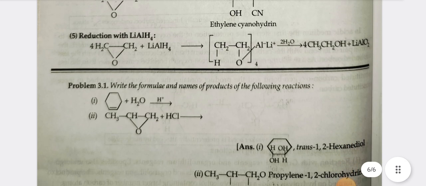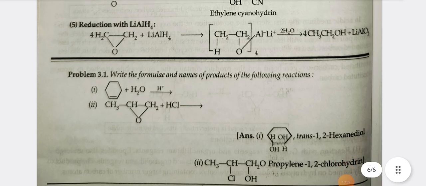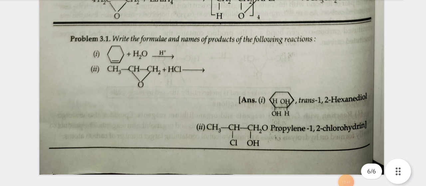Fifth, reduction with LiAlH4. 4CH2OCH2 plus LiAlH4 will give (CH3CH2O)4Al negative Li positive. In the presence of 2H2O, it will give 4CH3CH2OH plus LiAlO2. Problem. Write the formula and name of the products of the following reactions. The products for the first reaction are trans-1,2-hexanediol and propylene chlorohydrin.